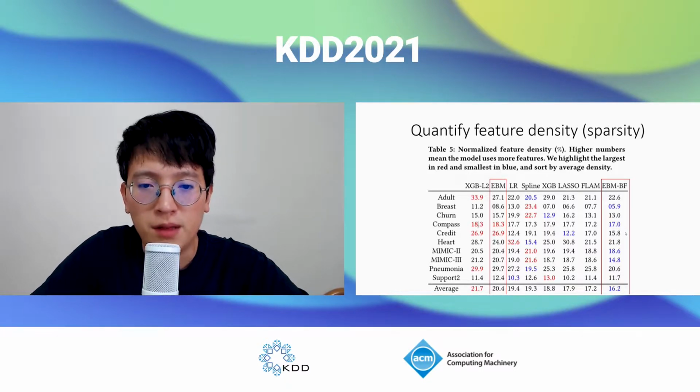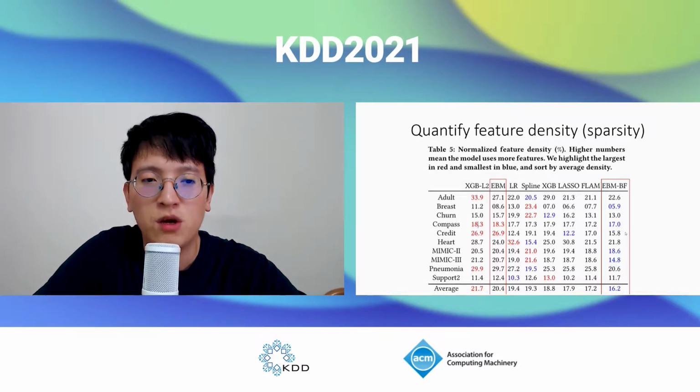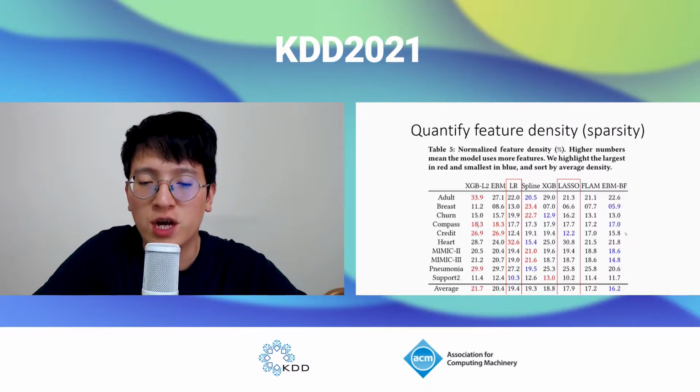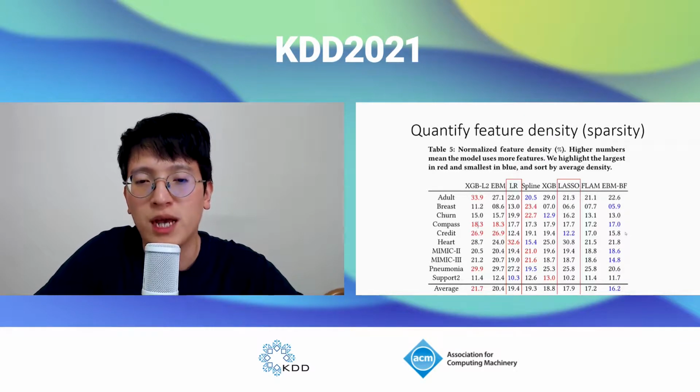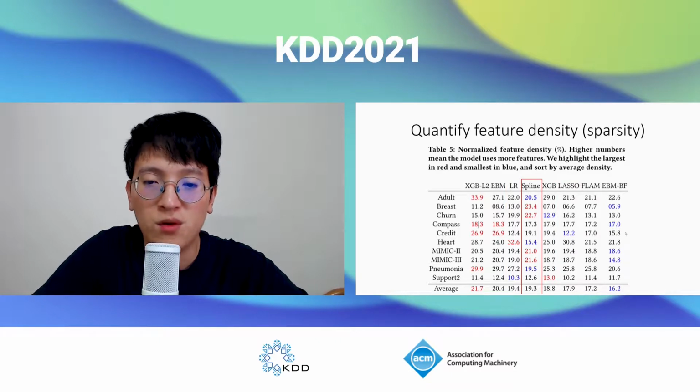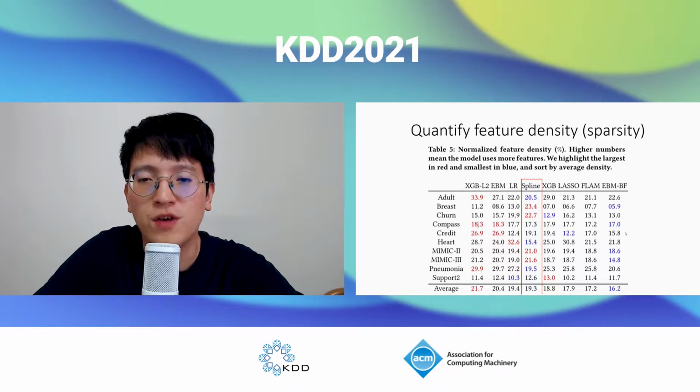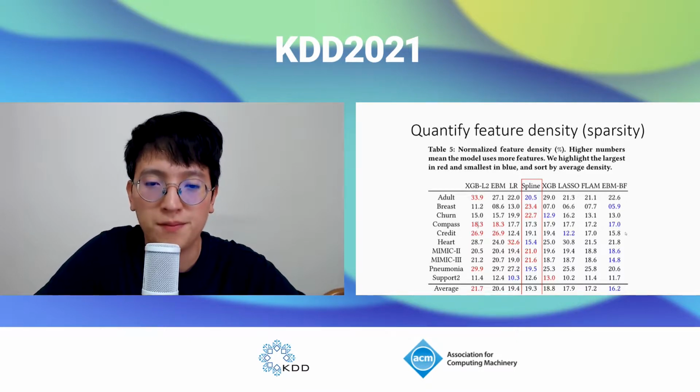First, EBM has a higher number than EBM best first, which makes sense since we design EBM to be dense and EBM best first to be sparse. Also, we find that logistic regression, which is the L2 penalized model, is more dense than the L1 penalized model lasso, which is as we expected. Finally, we find the spline, surprisingly, could have high or low feature density depending on the data.